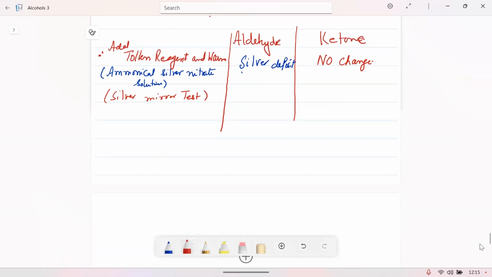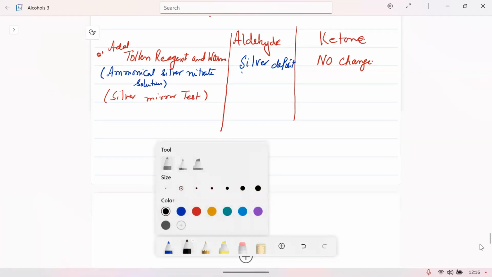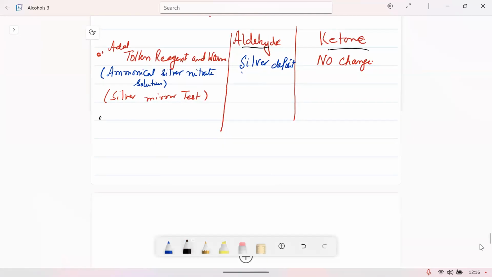So this is one of the tests. If you have an oxidation product and you are not sure whether it is an aldehyde or ketone, you add ammoniacal silver nitrate and then warm it. If you get the silver deposits, it means it is an aldehyde. If you don't get the silver deposits, it means it is a ketone. Now, there are other reagents, Fehling solution and Benedict solution.